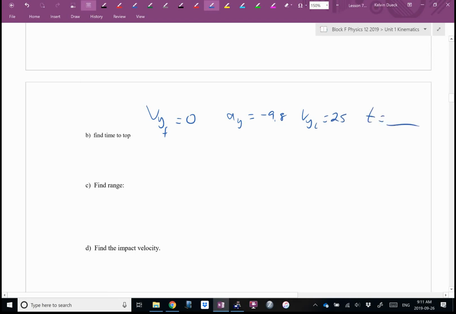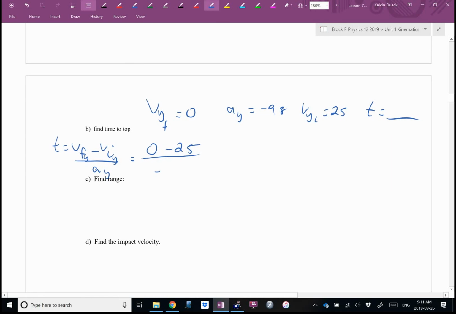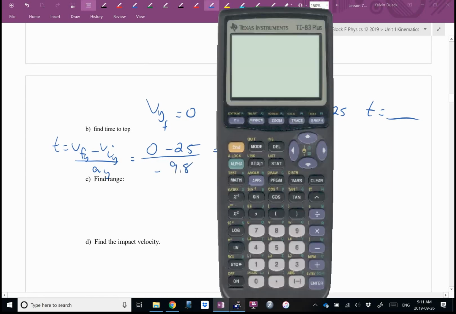I think it was Owen that gave us the equation last time, but I can't remember. VF equals VI plus AT, and then get the T by itself. It's going to be T equals VF minus VI over A. Just make sure you're using vertical values in this equation. And so it's going to be 0 minus 25 all over negative 9.8. VY initial was 25, right? Yep. Zero minus 25 all over negative 9.8.